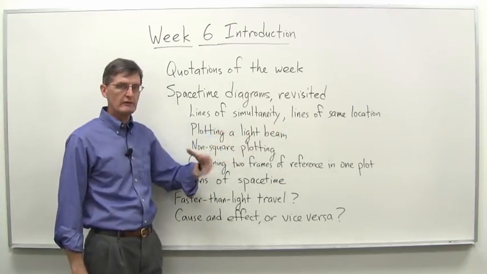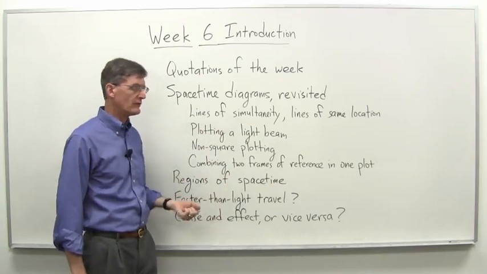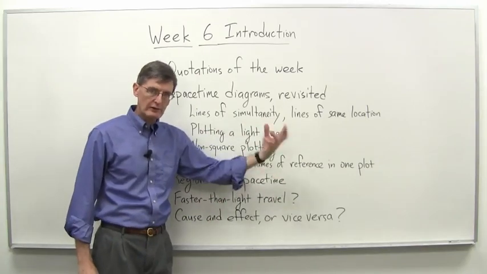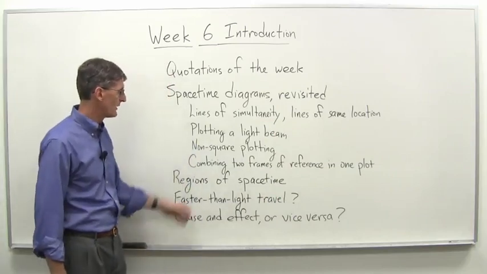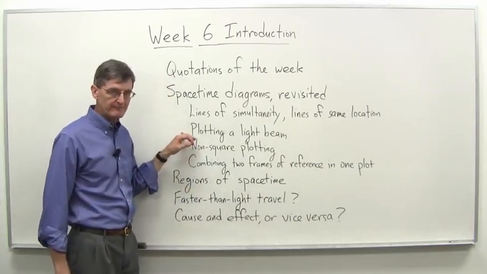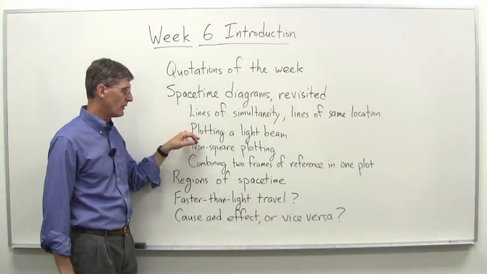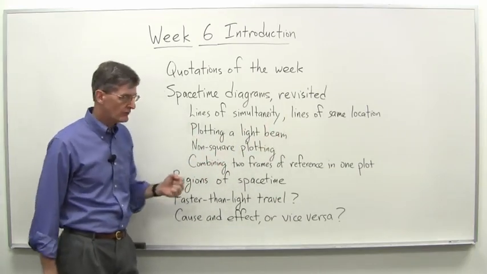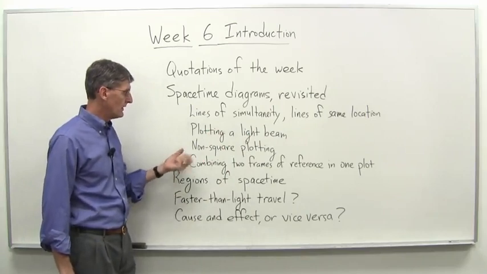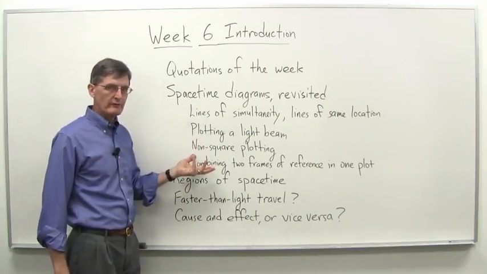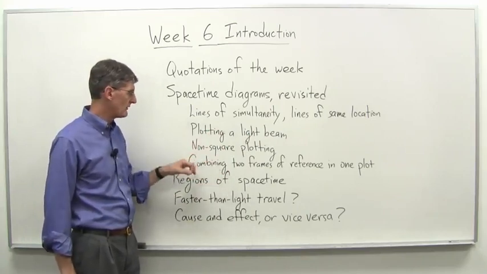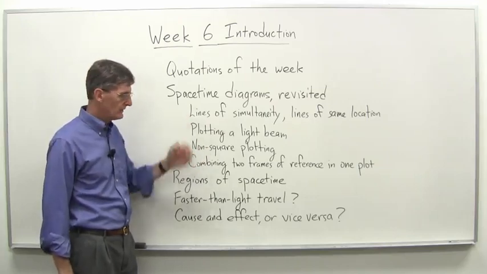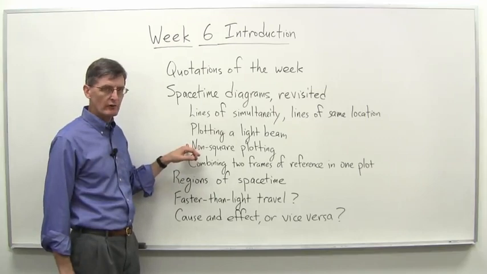Lines of simultaneity really being lines on a space-time diagram of same time, and lines of same location being lines of same location. We'll talk about plotting a light beam on a space-time diagram and use special units for c that are useful. Then we'll move on and do something that's going to be a little strange, probably, and that is what I call non-square plotting. I don't know if it has another name, but we'll just call it non-square plotting.